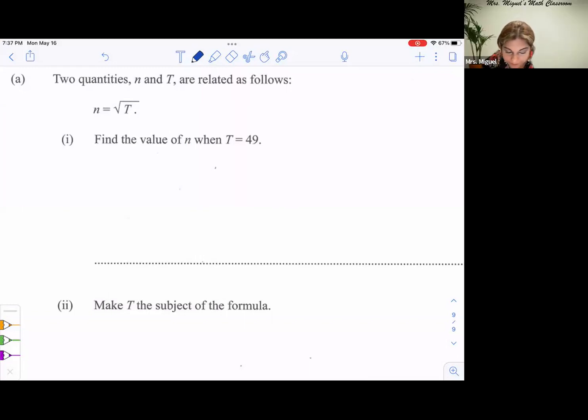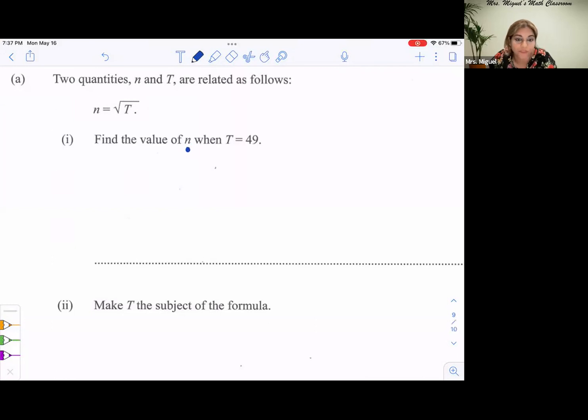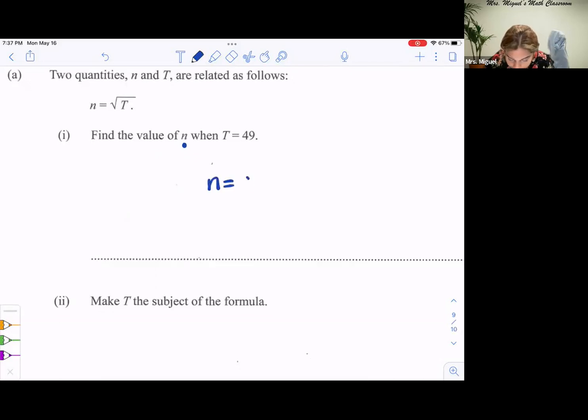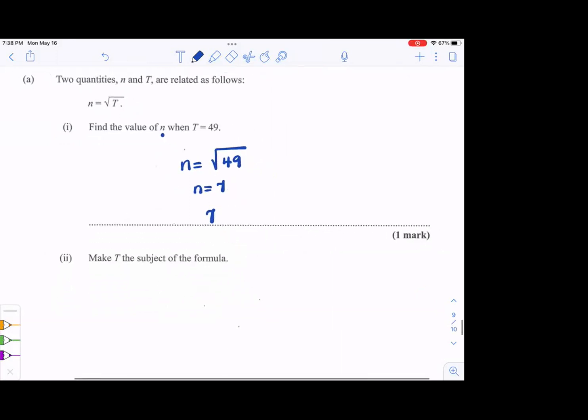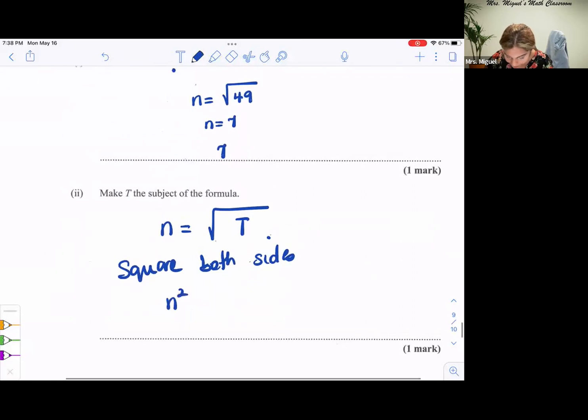Are we finished? Yeah, miss. Find the value of n. So they're asking you for a number. So don't put anything else beside a number. N is equal to the square root of 49. N is equal to 7. Did you all get that? Yes, miss. Make T the subject. Well, I have to remove this. And the only way for me to remove that is to square both sides. So n squared is equal to t. Did you all get that? Yeah, miss.